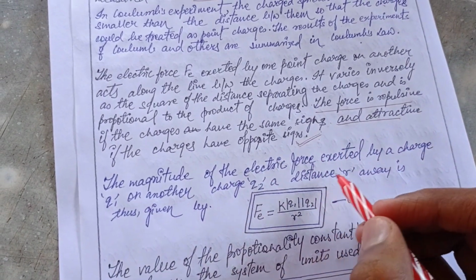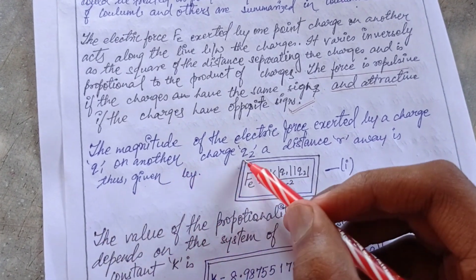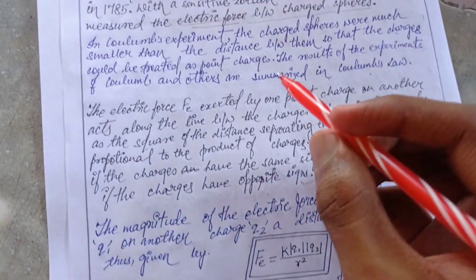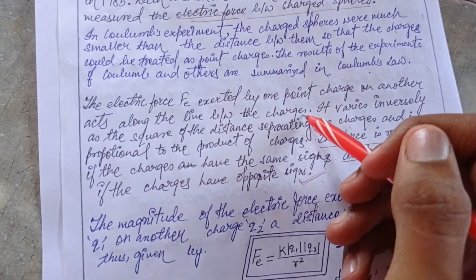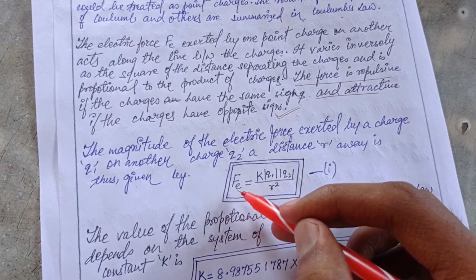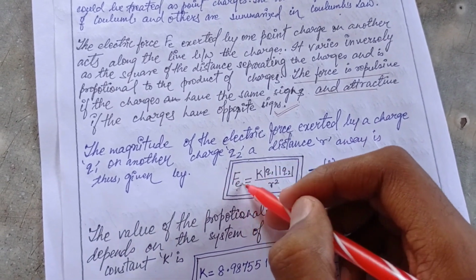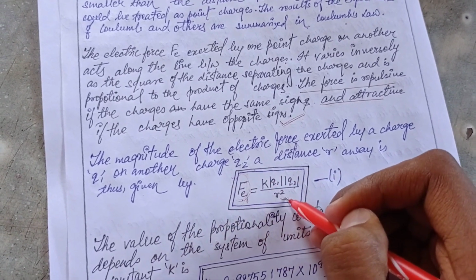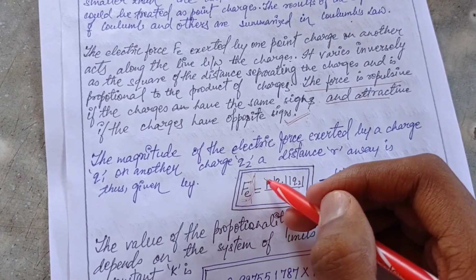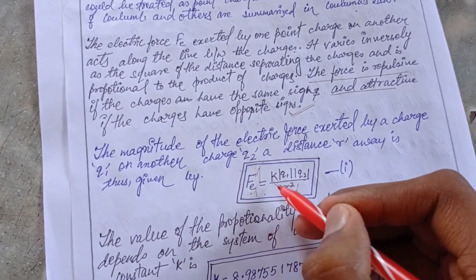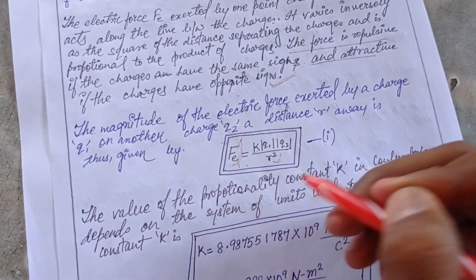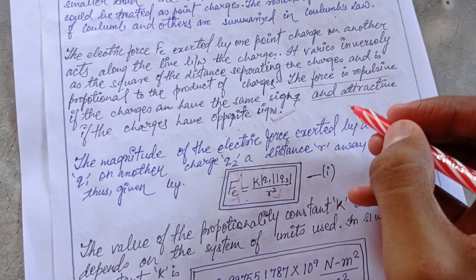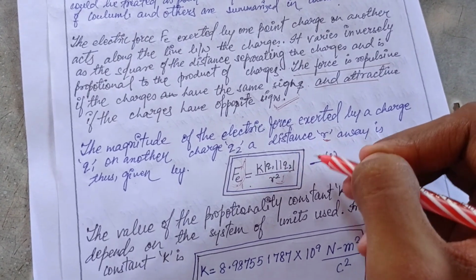The magnitude of the electric force exerted by the charge q1 on another charge q2, at a distance r. So here we got a point that the force is inversely proportional to the distance. If the distance is increasing, the force will decrease. If the distance is decreasing, the force will increase. So Fe is equal to k q1 q2 over r squared, where k is a constant, q1 and q2 are the charges, and r is the distance.